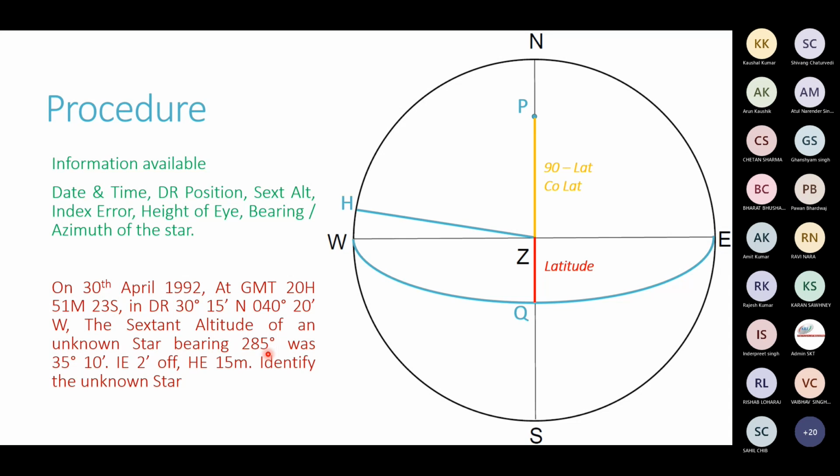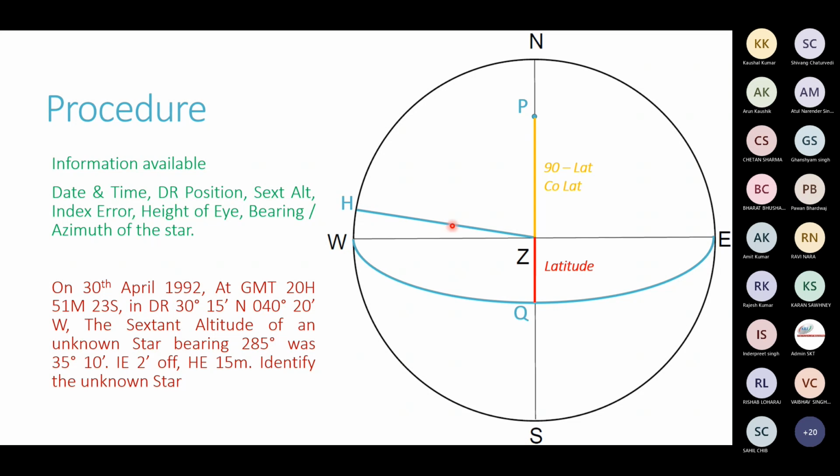Now the altitude of the star is also given to us. In this question, the sextant altitude is given as 35 degrees 10 minutes. The index error and height of eye are also given to us. So we can easily correct the sextant altitude and find out the true altitude of the star. Once we know the true altitude, which will be close to 35 degrees, we can now plot the star in our rational horizon diagram.